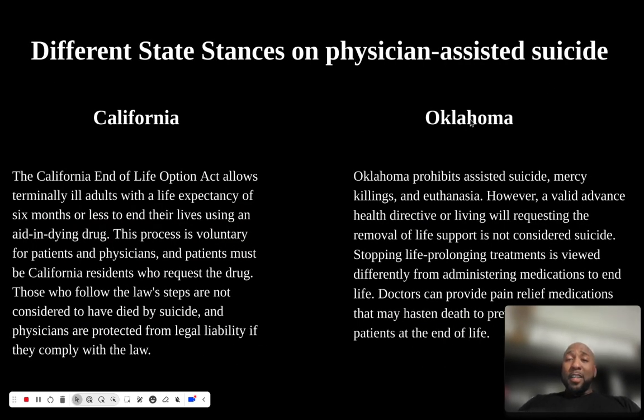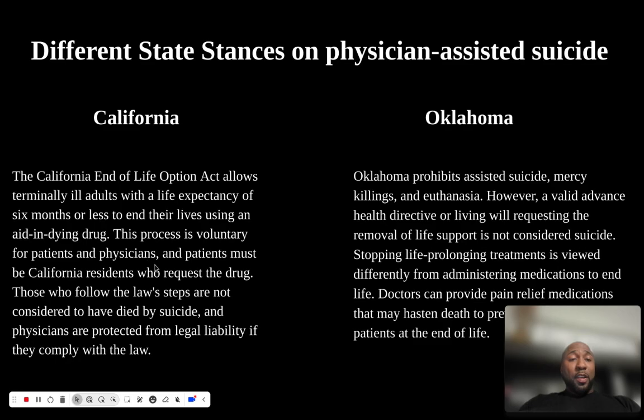And different state stances on physician-assisted suicide. Like I said before, not all states allow this to happen. The states that I wanted to discuss on the slide were California and Oklahoma, one having physician-assisted suicide as an option, and the other, Oklahoma, not having that.